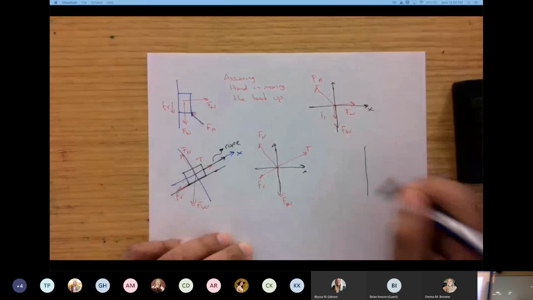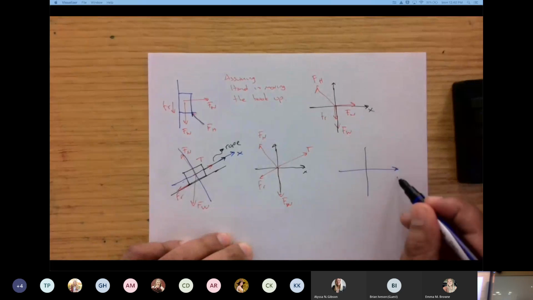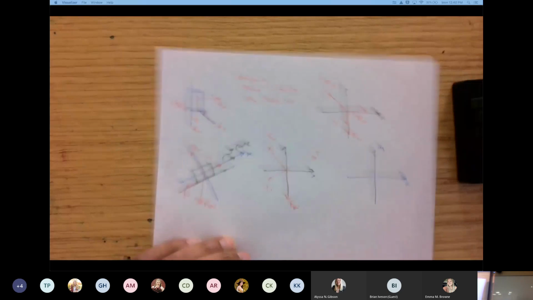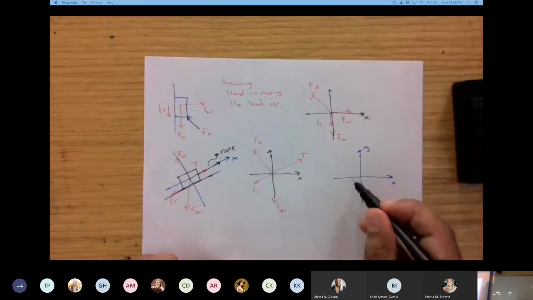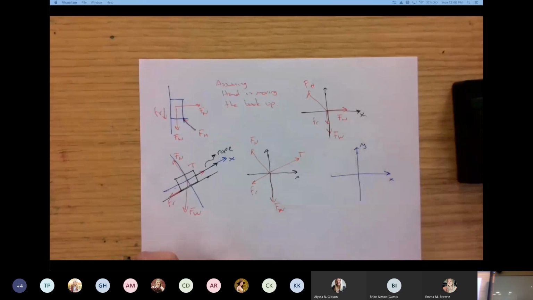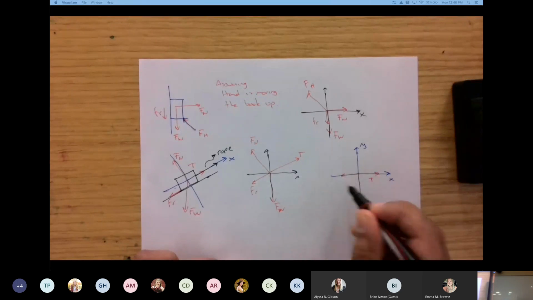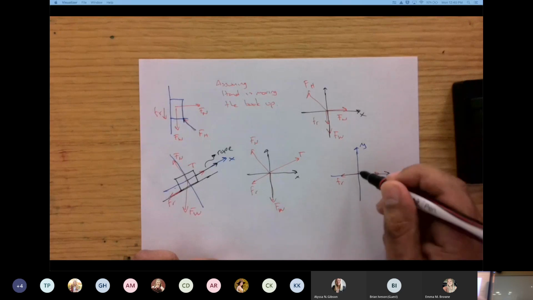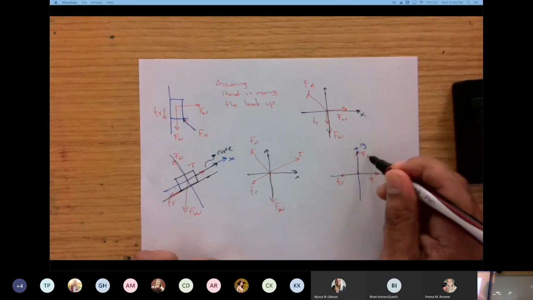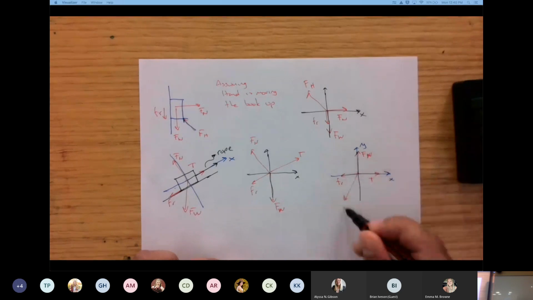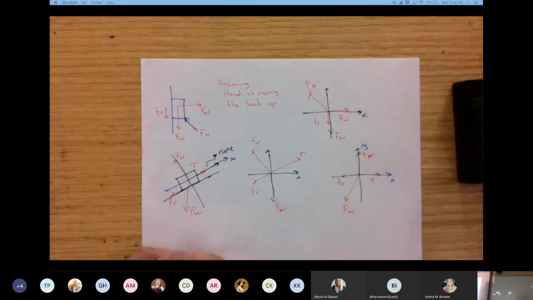So on the new frame of reference, I'm going to have tension along the x-axis, friction along the negative x-axis, normal force along the y-axis and weight somewhere on the third quadrant. Okay.